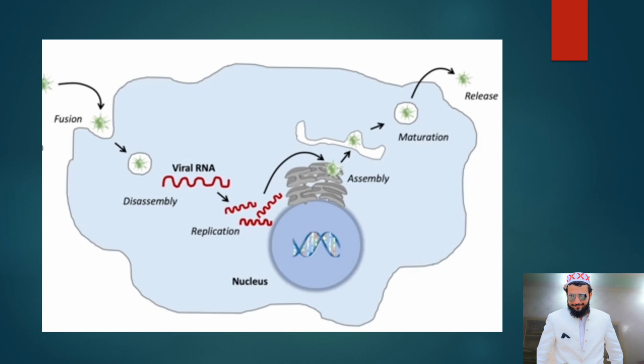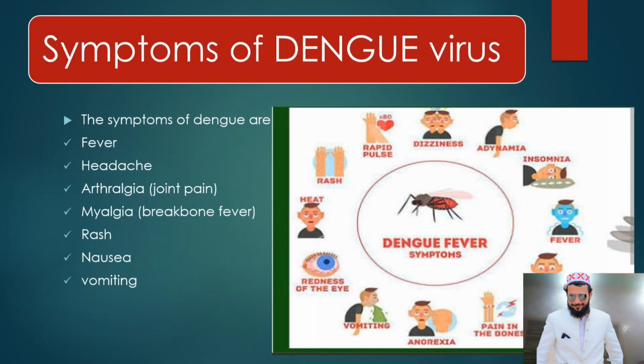As you see, the first step is fusion, the second step is disassembly, and the third step is replication, and replication occurs outside the host cell nucleus. The other step is assembly, which occurs in the rough endoplasmic reticulum, the sixth step is maturation, and the seventh step is release, which is by budding.